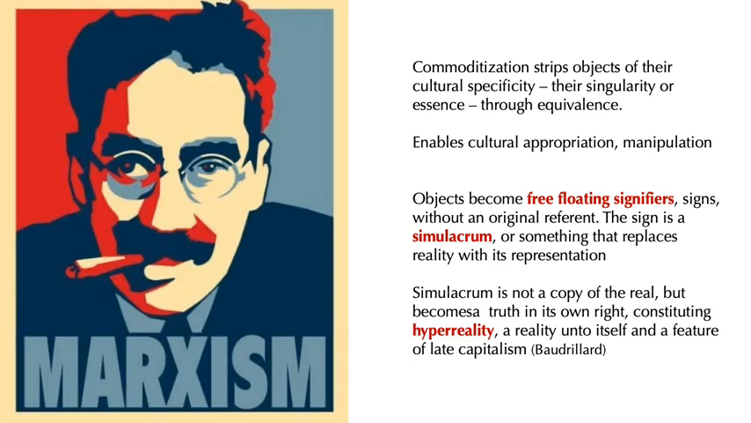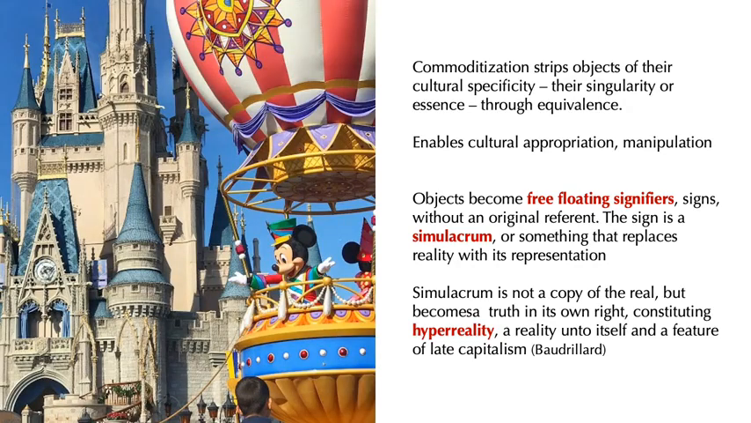So we see this a lot in the cultural landscape of postmodernity. The simulacrum is not a copy of the real, but becomes a truth in its own right, constituting a hyper-reality, which is a reality unto itself. The classic example that's given by Baudrillard is Disney World. Nothing in Disney World is signifying any relationship to the real, but is a reality in and of itself. Cinderella's castle and Mickey Mouse are essentially free-floating signifiers. Although we have an original reference point in terms of the character Mickey Mouse, there's no fixed signified for Mickey Mouse. Mickey Mouse is representing this larger hyper-reality of Disney.